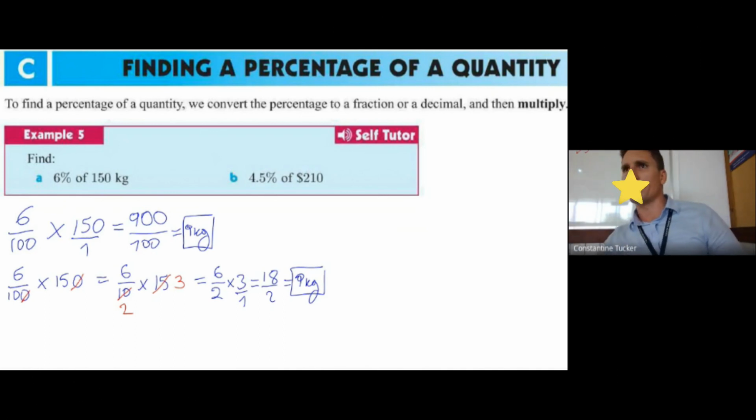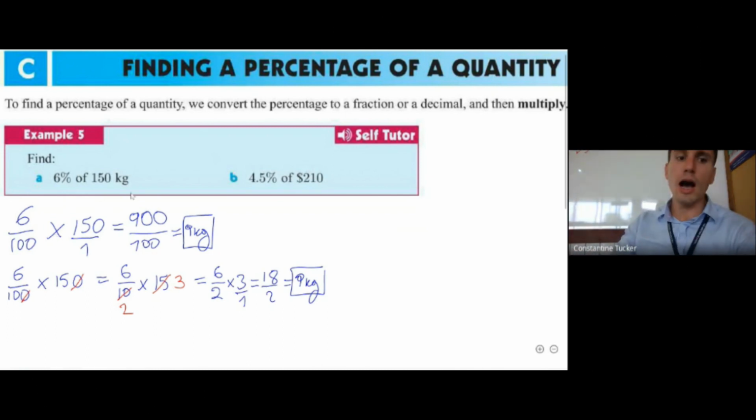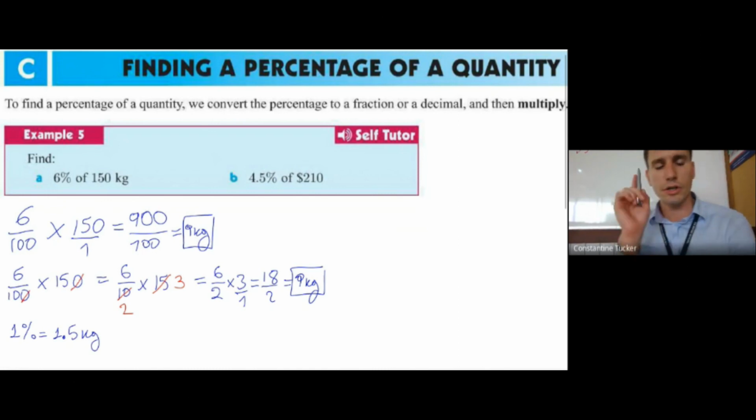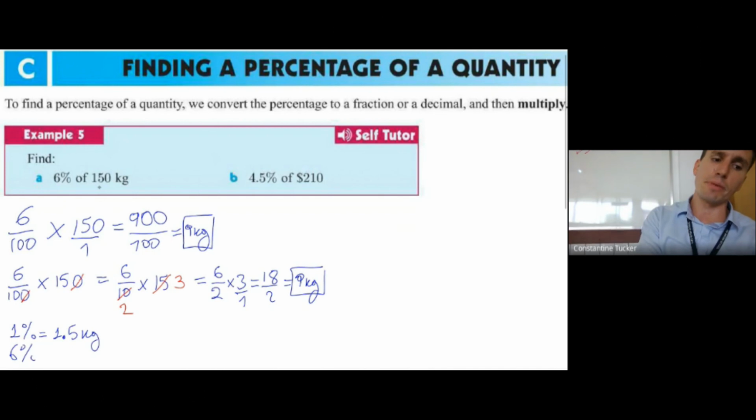I think I was about to tell us another method. Yes, what is your method? I will find 1% of 150, which is 1.5. Got it. 1%, he said, is 1.5 kilos. Exactly. Well done. So what you're saying here is 1% is 1.5 kilos. Therefore, 6%, I will simply multiply this by 6. So this times 6 will give me simply 9 kilos.